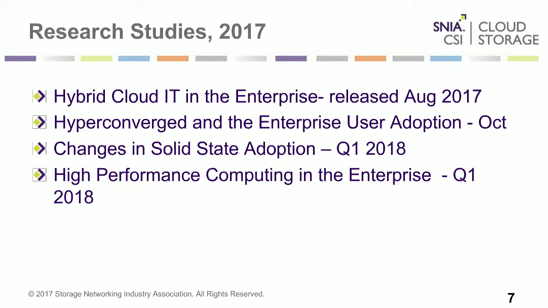One of the things we've done this year are some comprehensive research studies that use primary research, meaning that we've gathered statistical data through surveys on enterprise usage of various kinds of things. I'm going to talk about hybrid cloud. We've also produced one this year on hyperconvergence in the enterprise. Early next quarter, we'll produce one on changes in solid state, and we'll follow that with a look at high-performance computing in the enterprise.